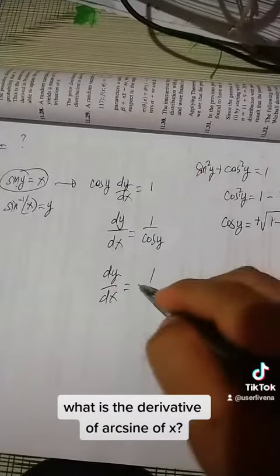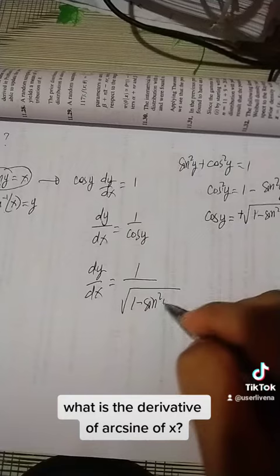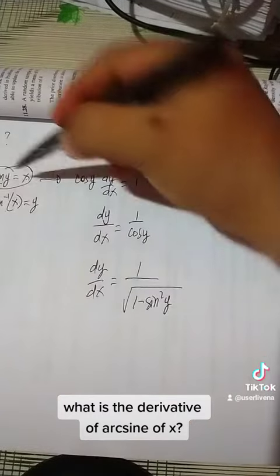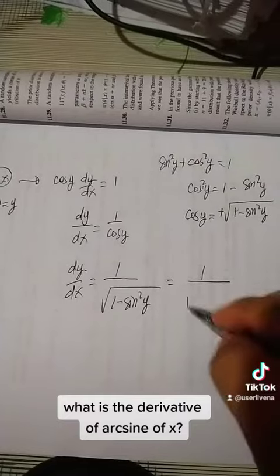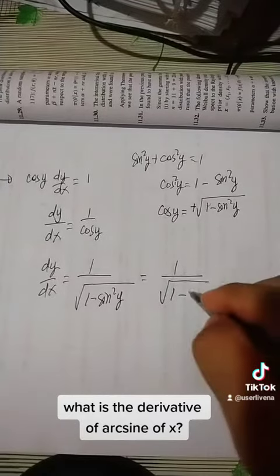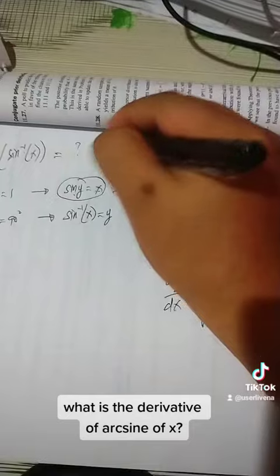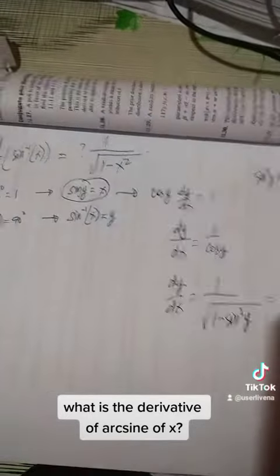So therefore, this is equivalent to dy dx is equivalent to 1 over the square root of 1 minus sine squared y. And we know that sine y is equals to x, so that is equivalent to 1 over the square root of 1 minus sine y squared is equals to x squared. We've got here. Okay, so therefore, this is equivalent to 1 over the square root of 1 minus x squared. That is the derivative.